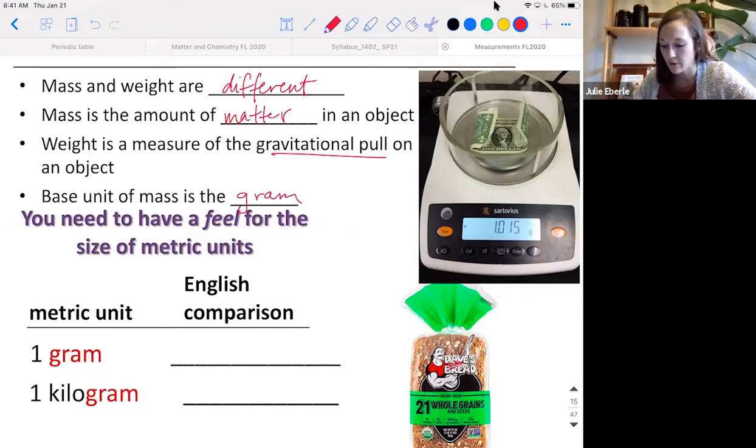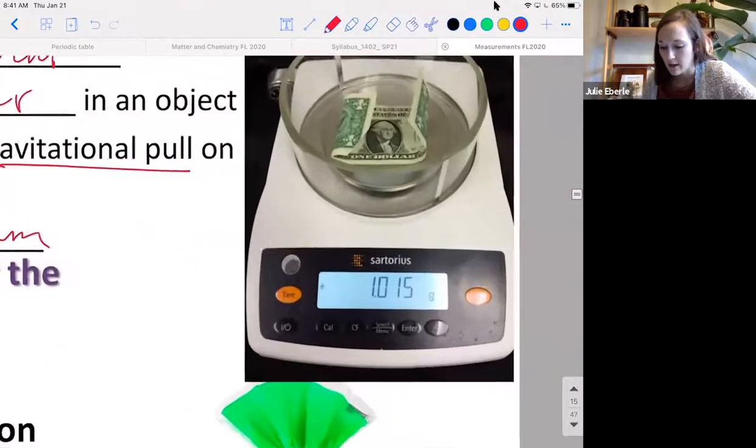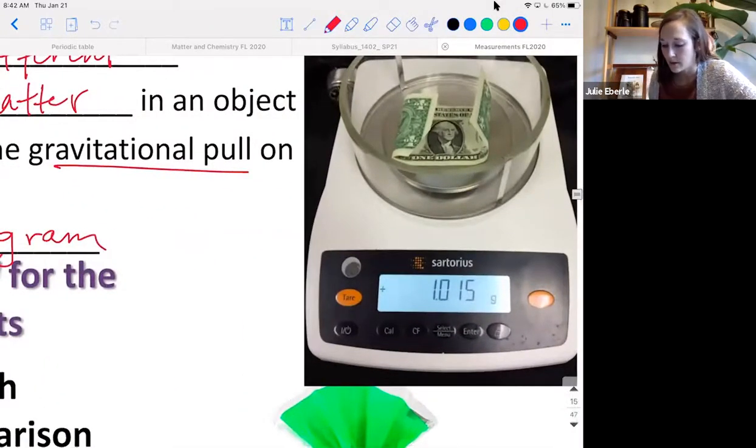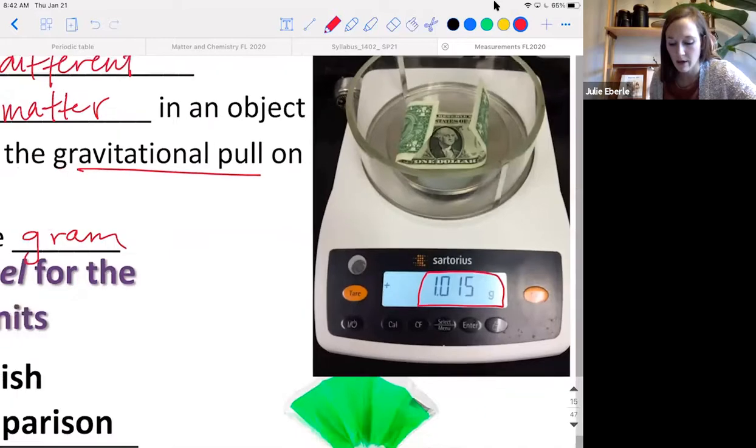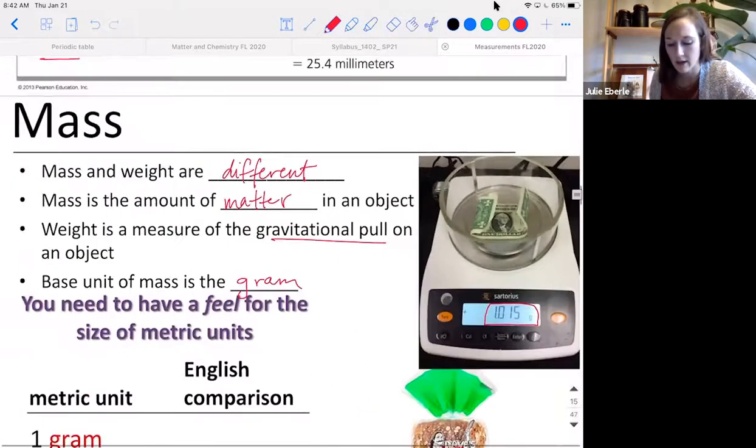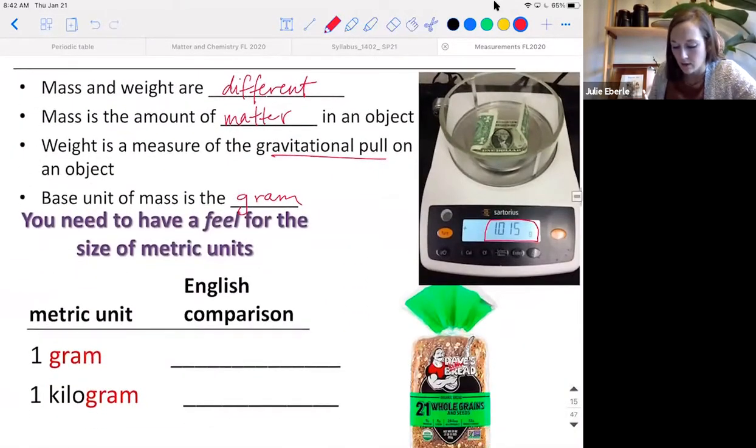Well, I have a picture over here. If you were to weigh a dollar bill, it weighs about 1.015 grams. So we're going to say about the mass of a dollar bill. That's about how much a gram is. So not very much, right? A dollar bill doesn't weigh a lot. So a $1 bill.